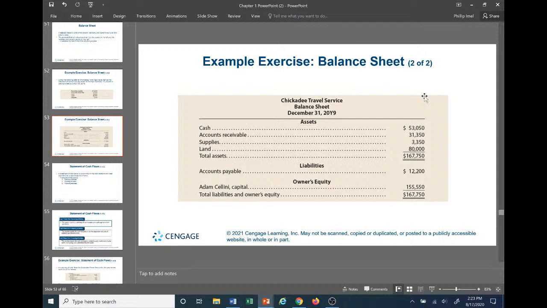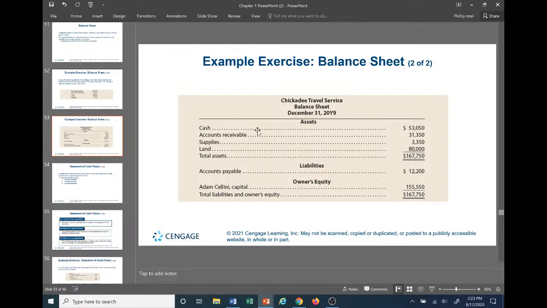So let's start off and just list our assets. Assets, we'll start with cash, $53,050. Accounts receivable is next, $31,350. Supplies, $3,350. Land, $80,000, which makes up a total assets of $167,750. I want to point out something here.